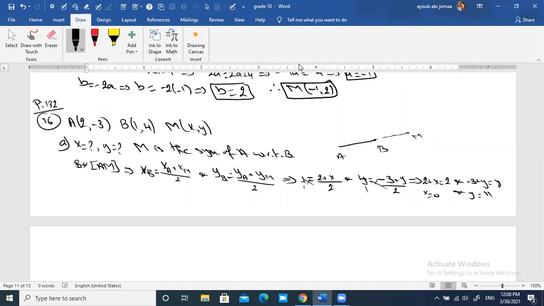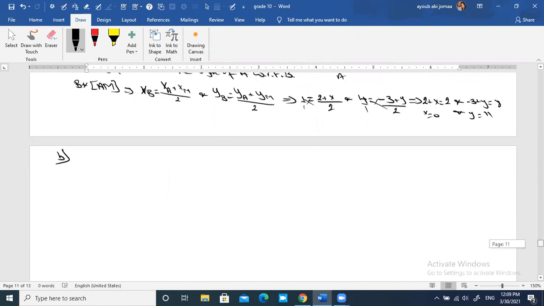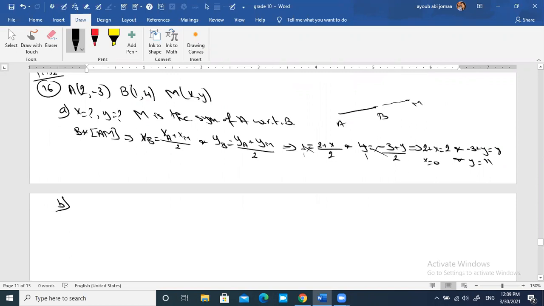Okay. Part B. In part B, the same question, find x and y.